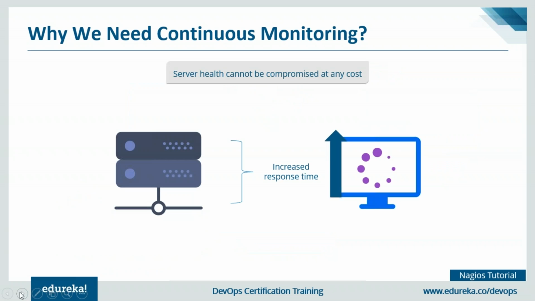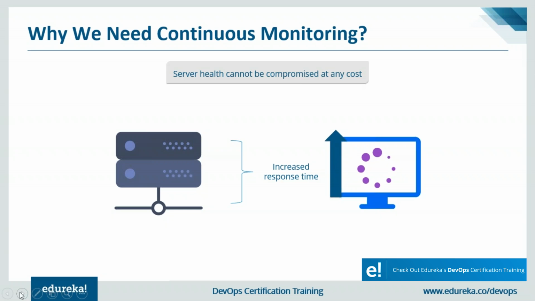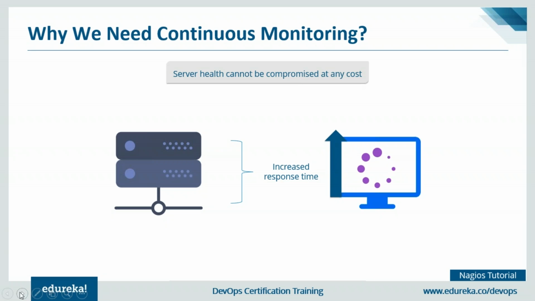The next thing is server health cannot be compromised at any cost. So I think it's pretty obvious, guys. Your application is running on a server. You cannot afford any downtime in that particular server or increase in the response time also, right? So you require some sort of a monitoring system to check your server health as well, right? What if your application goes down because your server isn't responding, right? So you don't want any scenario like that in a world like today where everything is so dynamic and the competition is growing exponentially. You want to give the best service to your customers, right? And I think server health is very, very important because that's where your application is running, guys. I don't think I have to stress too much on this, right?